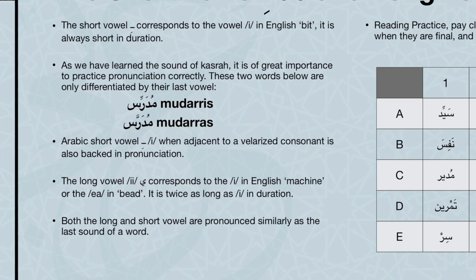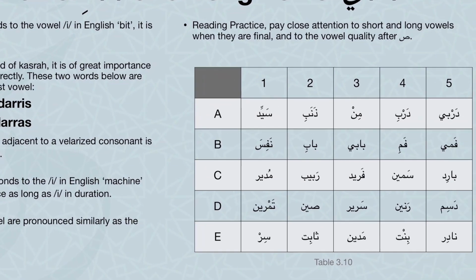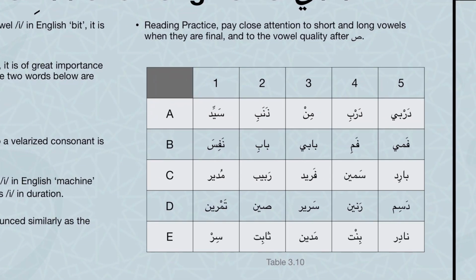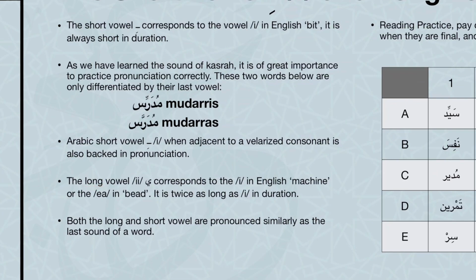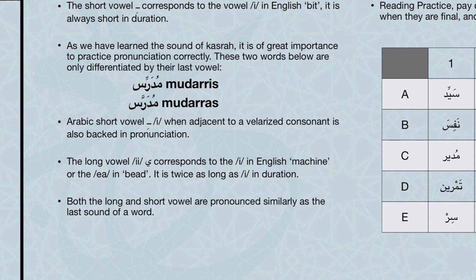The Arabic short vowel kasra, when adjacent to a velarized consonant, is also backed in pronunciation, like in the back of your throat. The long vowel e corresponds to the e in English machine, or ea in bead. It's twice as long as the short vowel in duration. This has to be very basic knowledge for us: what is the difference between long and short?